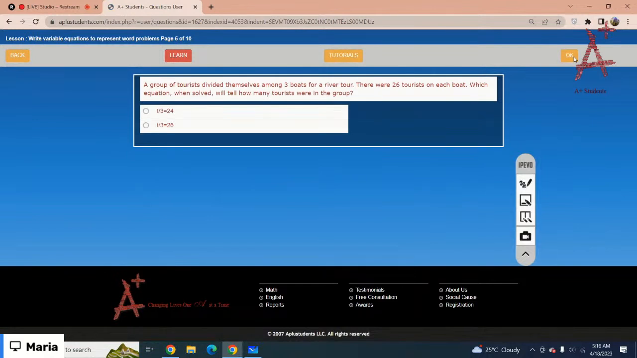Okay, the next one is a group of tourists divided themselves among 3 boats for a river tour. There were 26 tourists on each boat. Which equation, when solved, will tell how many tourists were in the group?